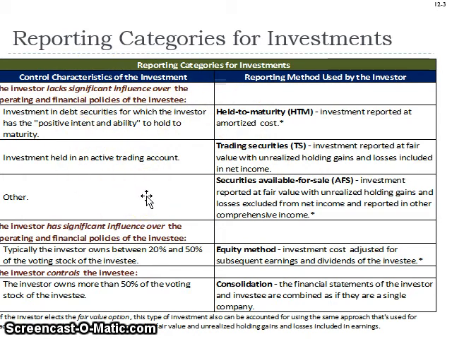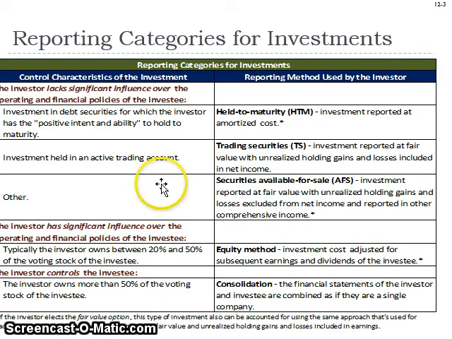If we do have significant influence over the company that we are investing with, then we are going to be using the equity method, which is down here. And then if we actually control the company, we own more than 50% of the voting stock of the investee, the company that we are investing with, we're going to be looking at the consolidation method. So we're going to explore all three of these, whether we lack significant influence, we have significant influence, or whether we actually control the company.